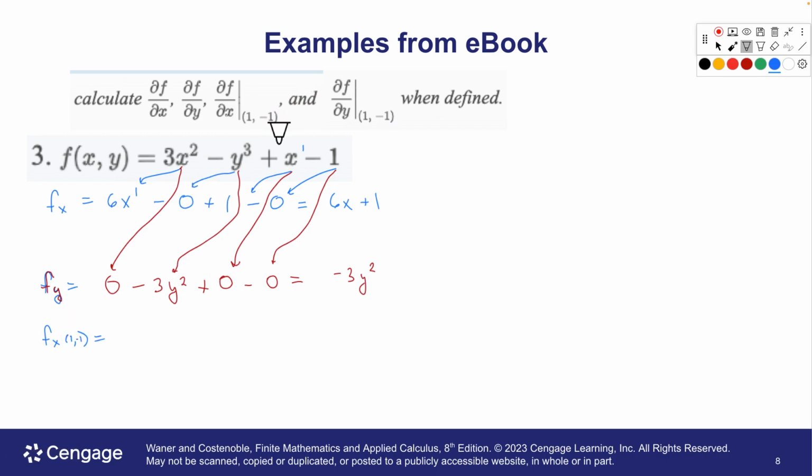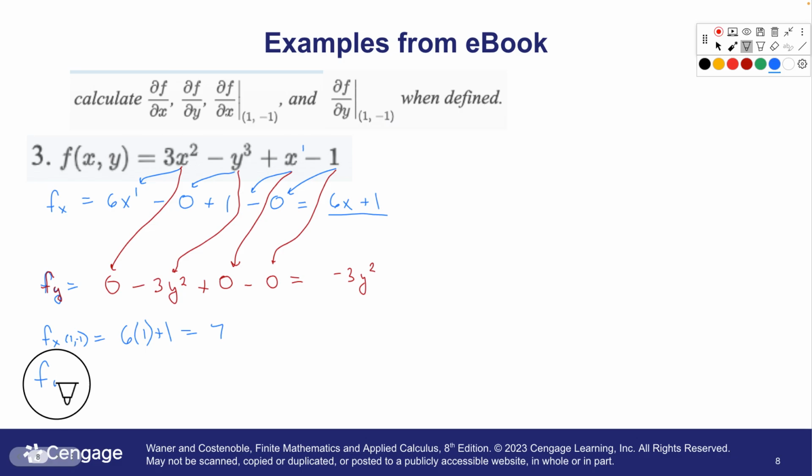We'll go with 1, negative 1. Going to use function notation here. So we're going to plug in 1 for x, negative 1 for y. So this is our function we're working with. So 6 times 1 plus 1. Notice there is no place to put y, so we don't put it in there. That's going to give us 7.